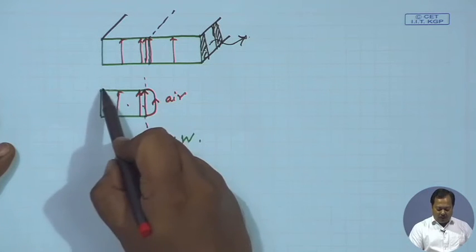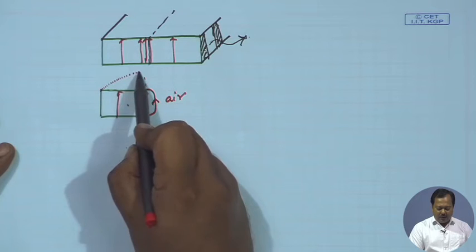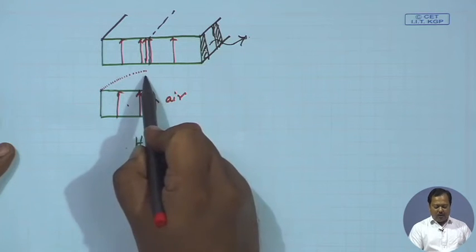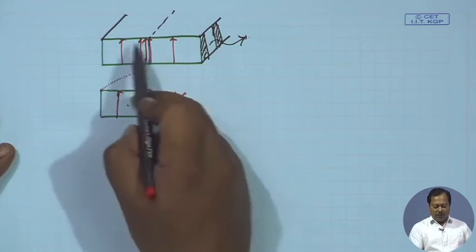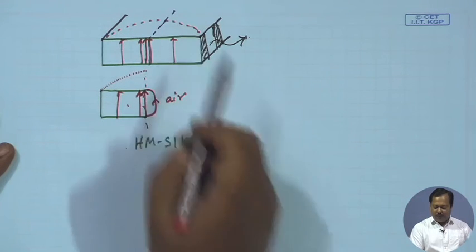Let me plot the field strength along the line. It is 0 electric field strength, and then we are having maximum on the mid plane. For rectangular waveguide also we can plot the same thing.